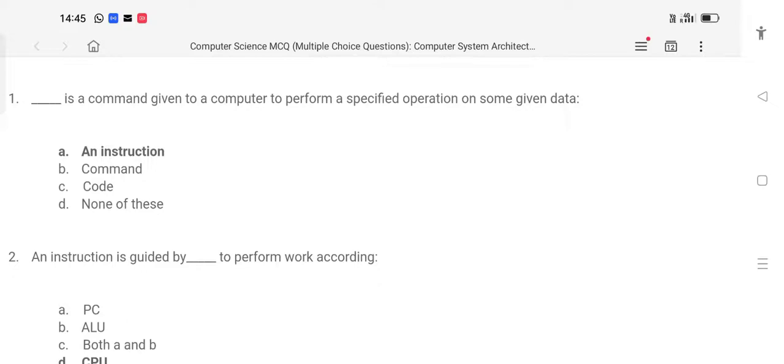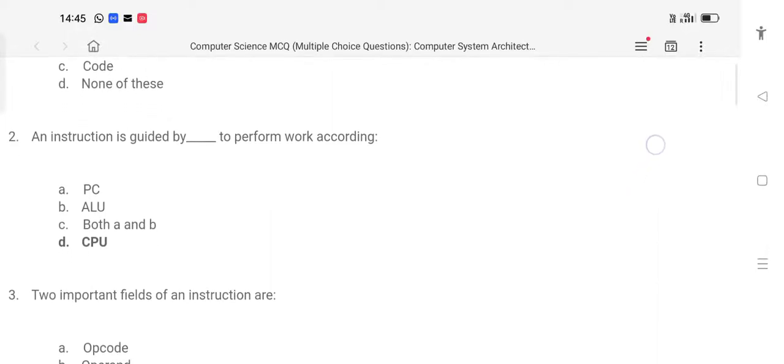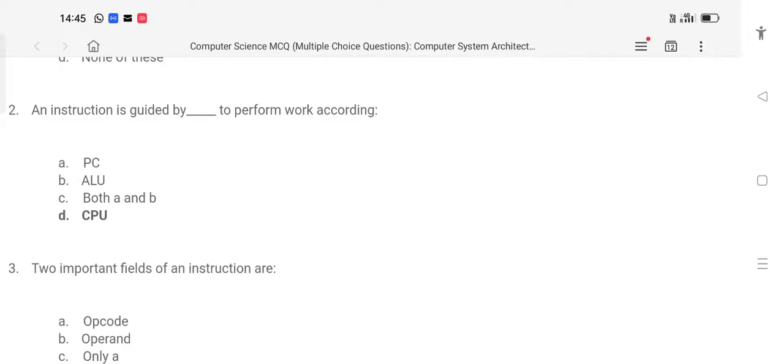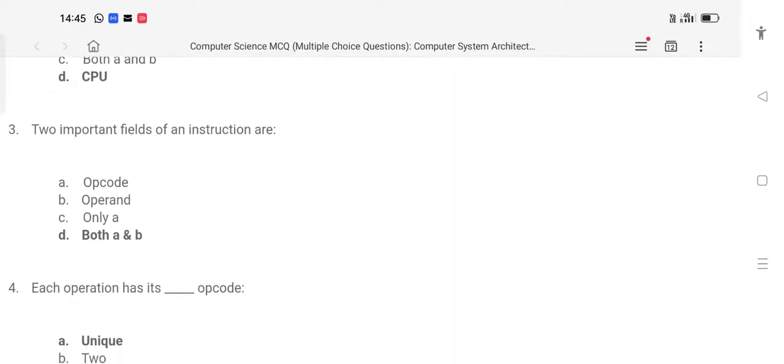An instruction is a command given to a computer to perform a specified operation on some given data. Answer: an instruction. Instruction is guided by dash to perform work according. PA, PC, BALU, both A and B. Answer: CPU. Two important fields of instruction are both A and B: opcode, operand. இது important instruction.